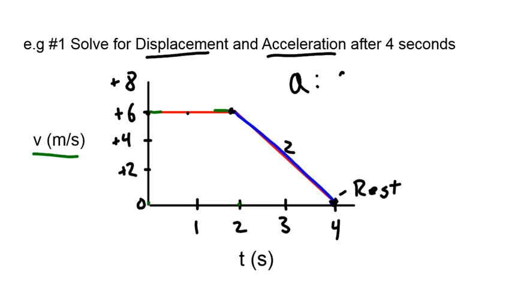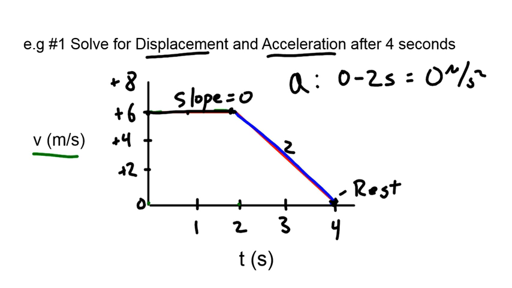So from 0 to 2 seconds, recall the acceleration is the slope of the line. If the line is horizontal, the rise of the rise over run is 0, so the slope has to be 0. Another way to think about it is, because this is a constant velocity and acceleration represents your change in speed, if you're moving at a constant speed, your speed's not changing. So we know the acceleration from 0 to 2 seconds is 0 meters per second squared for either of those two reasons.